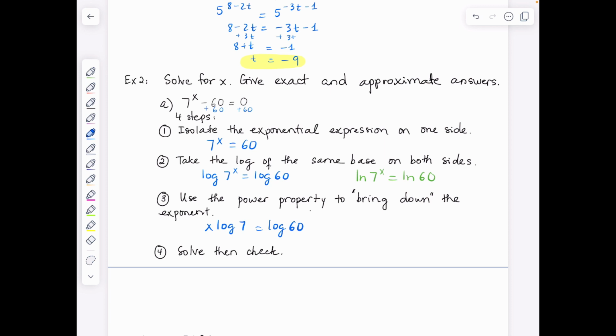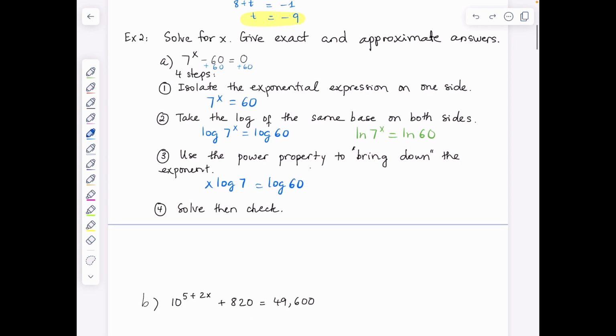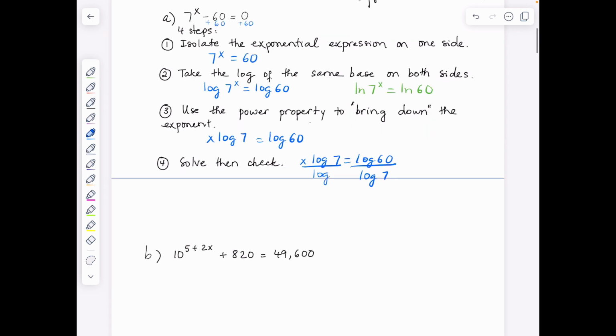Now keep in mind that log of 60 is a constant. If you put it in your calculator, it'll give you a decimal number. And log of 7 is also a constant. So to get x by itself, we just divide both sides by log of 7, because log of 7 is a constant. So then on the left side, we just have x, and on the right side, we have log of 60 over log of 7. Now this right here is the exact answer.